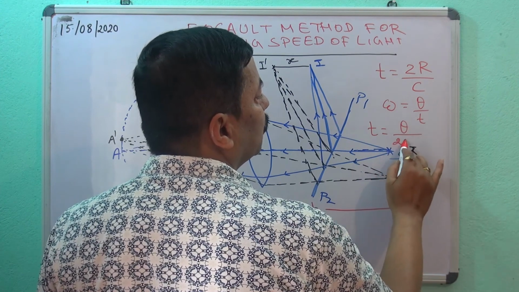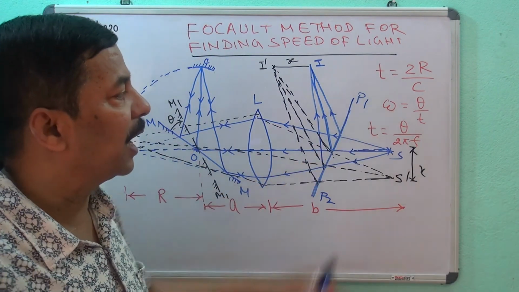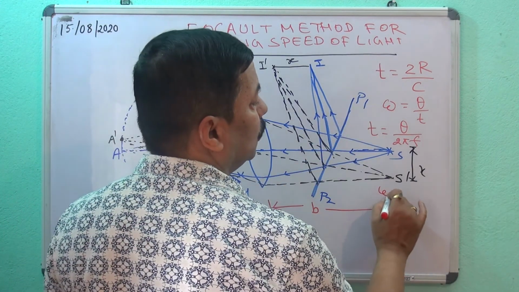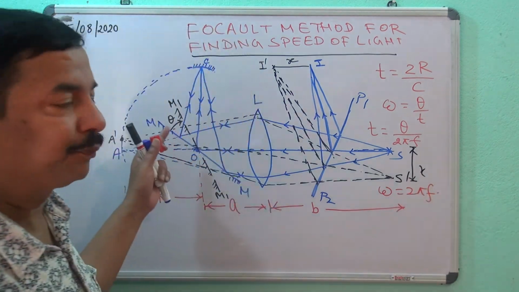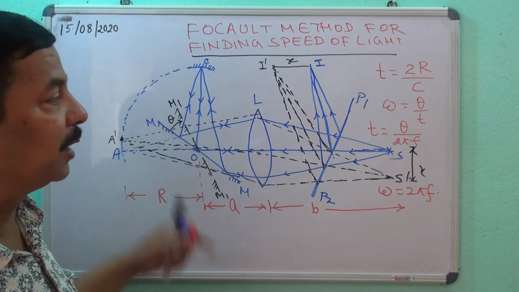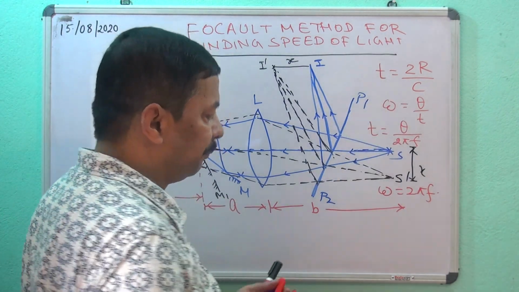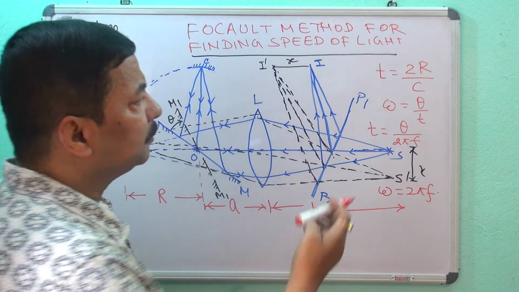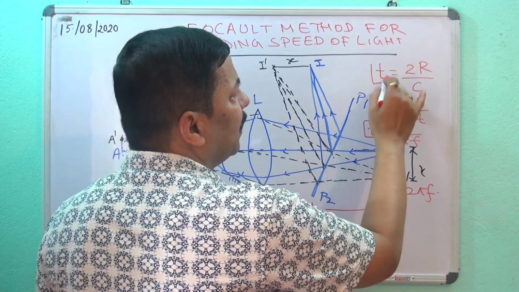Omega means 2 pi f. Omega is equal to 2 pi f, where f is the frequency of rotation of this plane mirror. So if we combine the two results, this T and this T are the same.